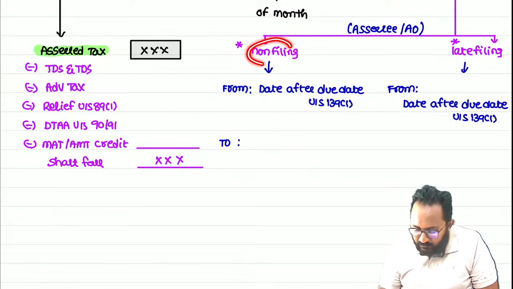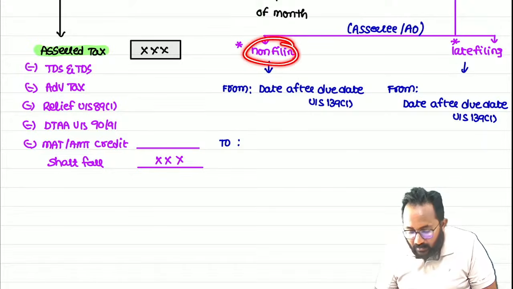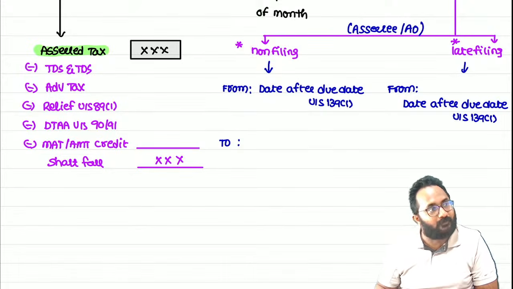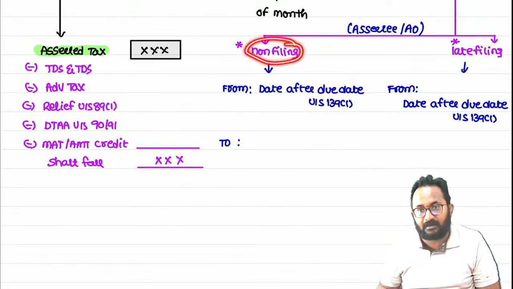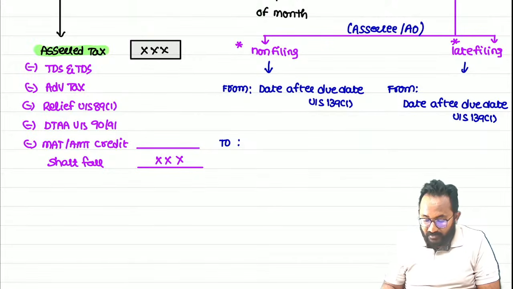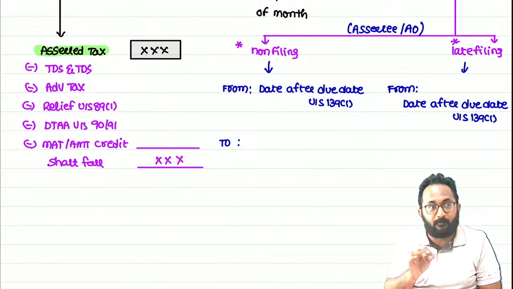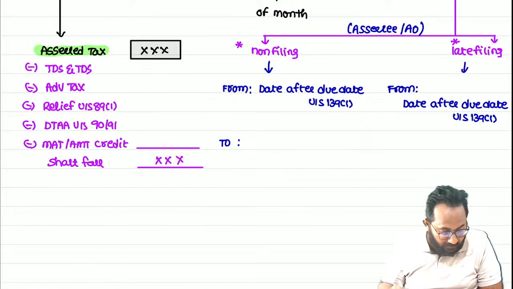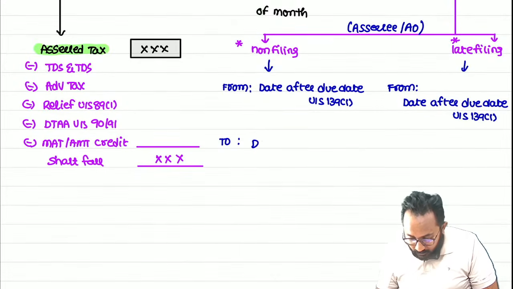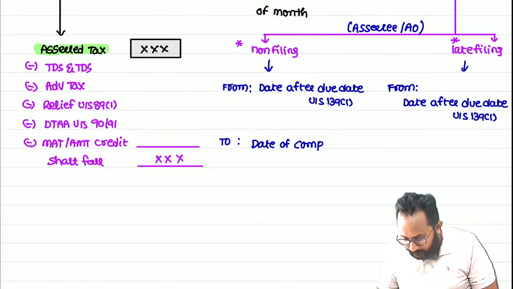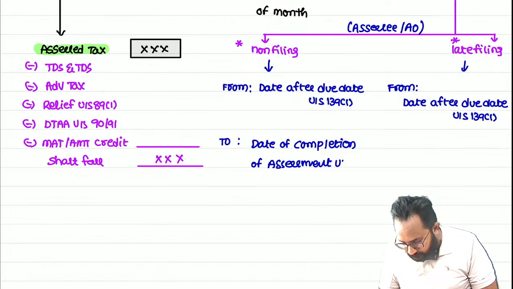Here, non-filing means who will calculate? AO. Directly who will calculate? AO. That means till when, ma? Till the date of completion of assessment under section 144. Are you understood?